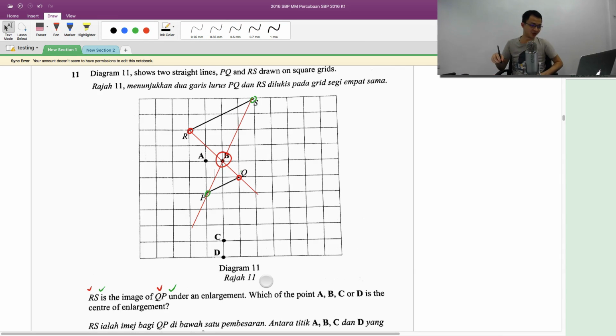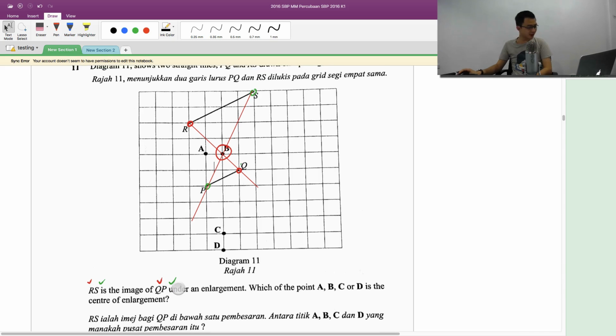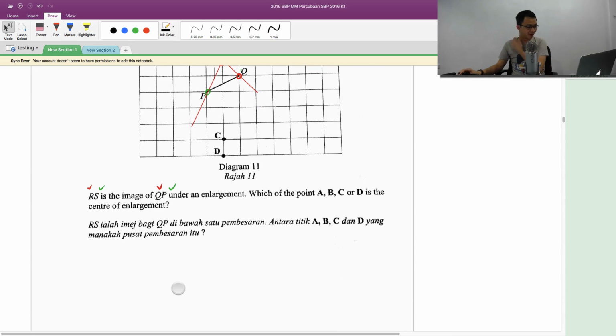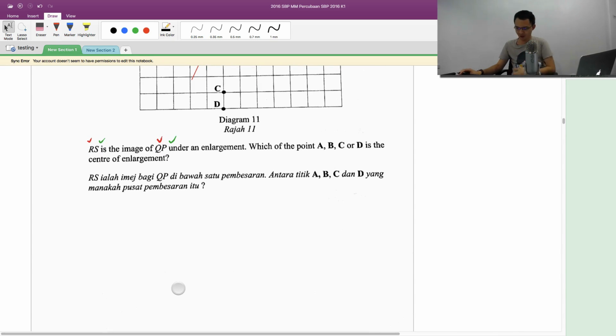Alright, this is a little bit tricky. You must read the question carefully. That means you have to know R is the image of Q and S is the image of P. This is something a little bit tricky. Yes, definitely I will discuss the SBP paper, Modern Math paper 2 next week. I mean next Saturday, same time.